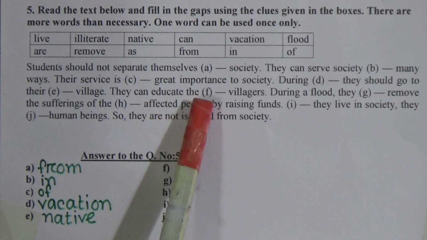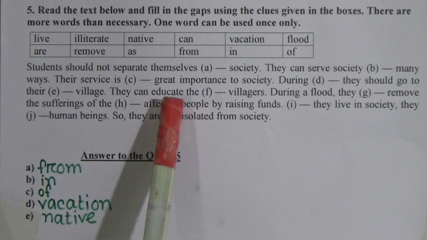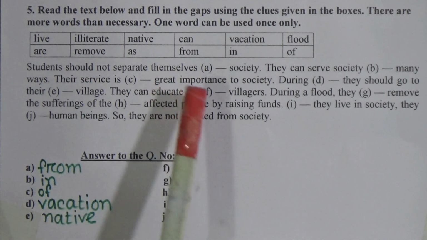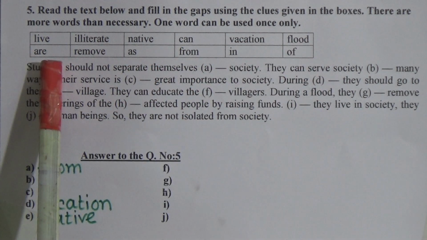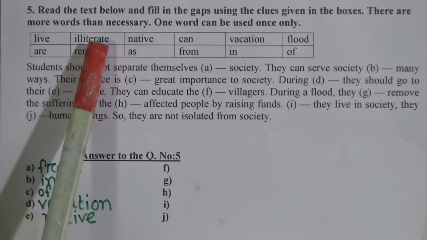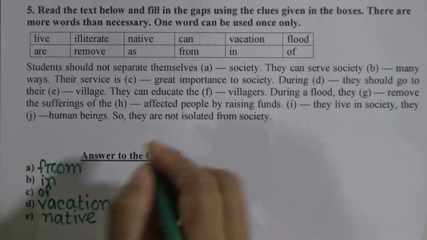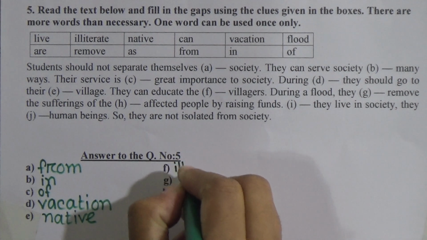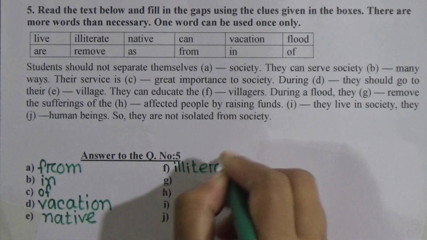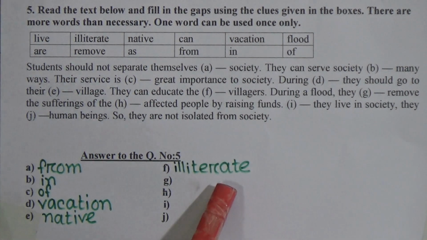They can educate the dash villagers. Which villagers? Usually we educate those who are illiterate. So can you guess the word from the box? Yes, illiterate. So in number F, we have to write illiterate. They can educate the illiterate villagers. Students, do you know the meaning of illiterate? Those who are not educated are called illiterate.